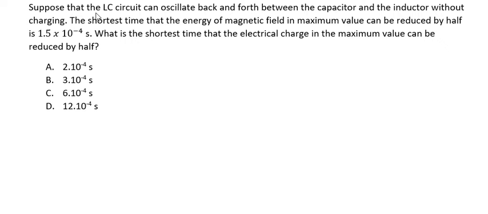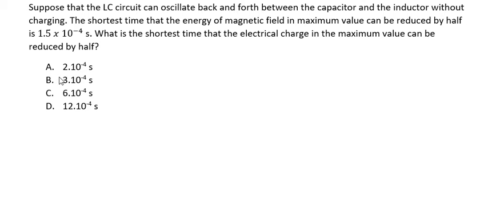Suppose that the LC circuit oscillates back and forth between the capacitor and the inductor without charging. The shortest time that the energy of the magnetic field at maximum value can be reduced by half is 1.5 multiplied by 10 to the power of minus 4 seconds. What is the shortest time that the electrical charge at maximum value can be reduced by half?